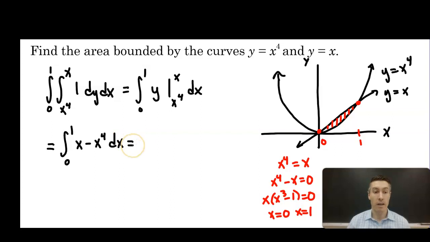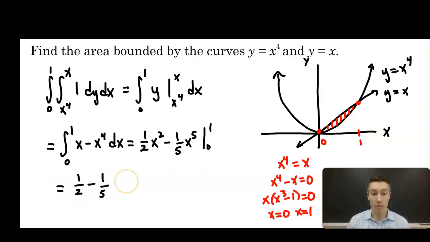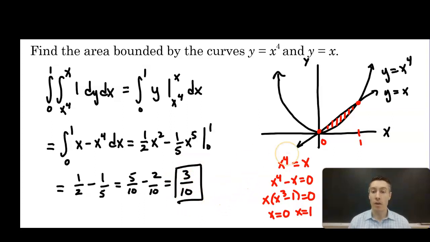dx. Integrating with respect to x, we get 1/2 x squared minus 1/5 x to the 5th from 0 to 1. So that's going to be 1/2 minus 1/5, and then zeros. So common denominator of 10, this one I'll write out. So 5 over 10 minus 2 over 10, 3 over 10. So the area of this region bound by these two curves is 3 over 10.